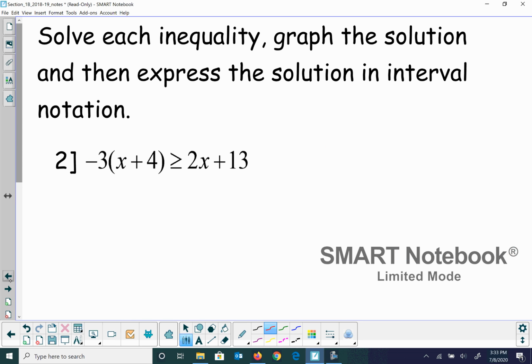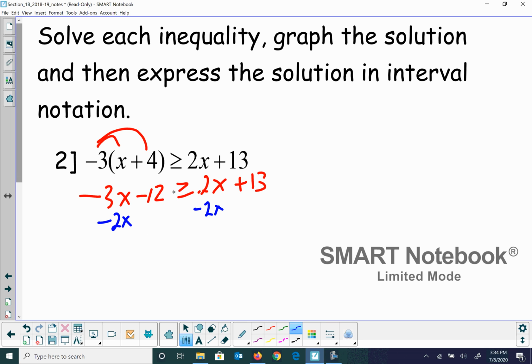Solve each inequality, graph the solution, and then express the solution in interval notation. Again, remember we're going to distribute over the parentheses, so negative 3x minus 12 is greater than or equal to 2x plus 13. We want to get x by itself, so I'm going to subtract 2x from both sides. Typically you want the x on the left side, and then add 12 to both sides. So what's going to take place? The 2x's are gone, the 12's are gone. I get negative 5x is greater than or equal to 25. Divide both sides by negative 5.